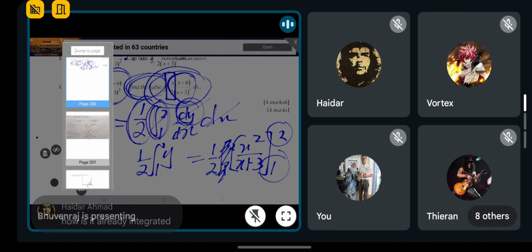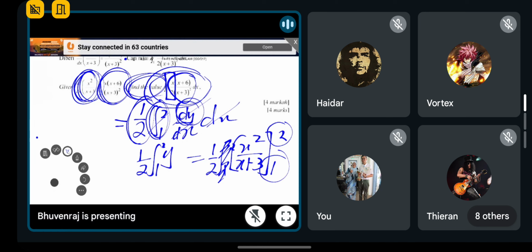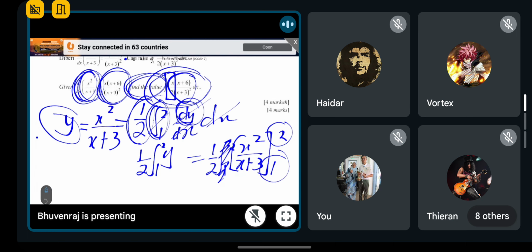Okay guys, try to respond. How is it already integrated? Usually, right, Haida, y equation means that it's already integrated. Biasanya persamaan kalau y sama dengan x square over x plus 3, right? This already shown it has been integrated. Usually it's like that. Why? Because usually we don't go to y square. Okay, jarang-jarang kita pergi macam ni.